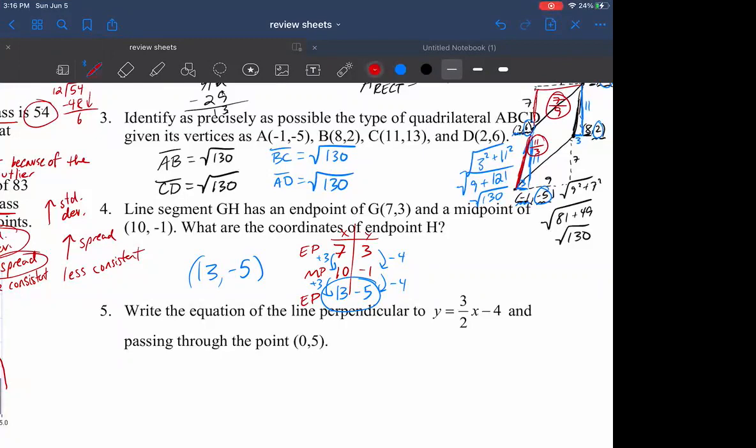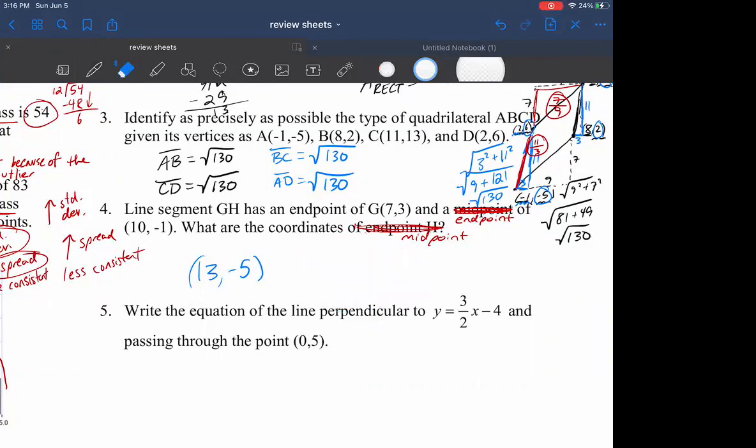Now, what if they rewrote this and they said, and an endpoint of 10, -1, what are the coordinates of the midpoint? How would we find the middle if the ones they gave us were the actual ends? Okay. So if that was the case, then we could do the same table like so. And we would say, all right, here's my first end and here's my other end. And so they gave us these as our values.